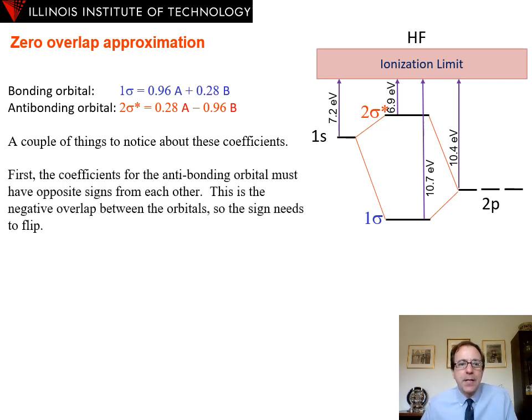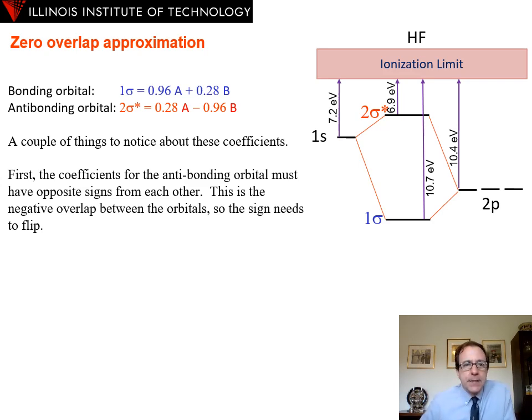A couple of things to notice. First, the coefficients for the anti-bonding orbital must have the opposite sign as each other, because we're going to add the wave functions together for the bonding orbital, and we're going to subtract them for the anti-bonding. So the sign needs to flip going from bonding to anti-bonding, and that's why we have a negative sign in front of the 0.96 in the anti-bonding orbital, whereas we're adding them together in the bonding orbital.